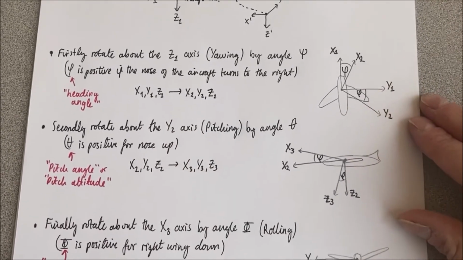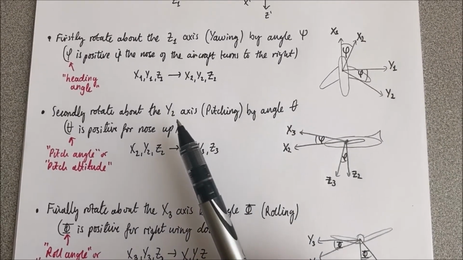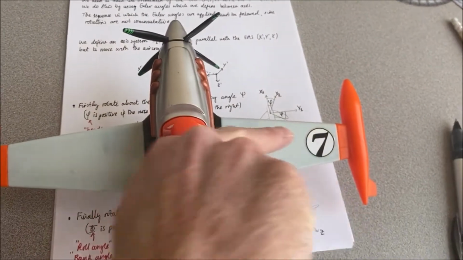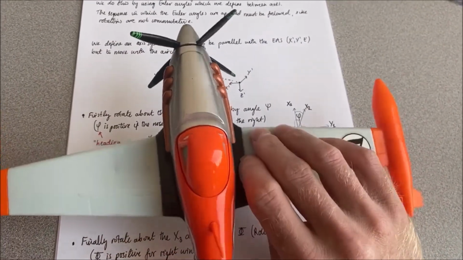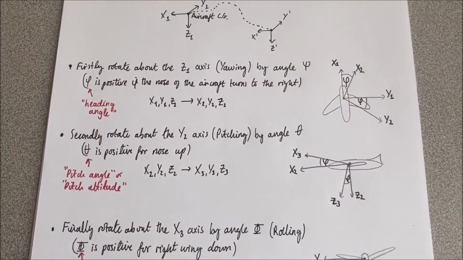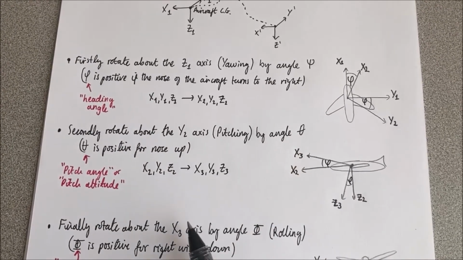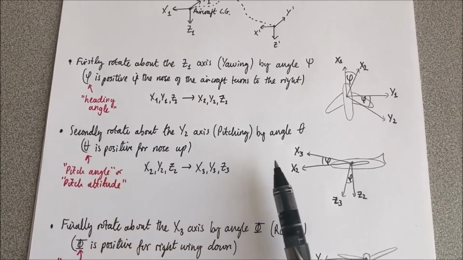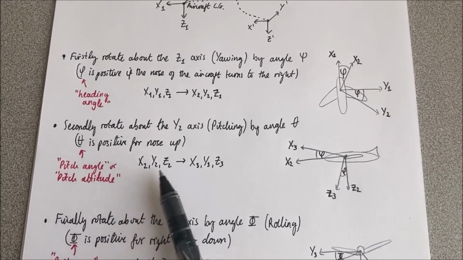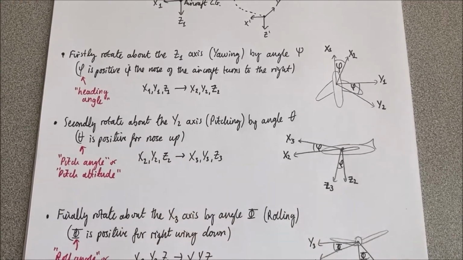Then the next angle to apply in the sequence is to rotate about the y2 axis. So remember, the y-axis is out of the right hand wing. So if we're rotating about that axis, we're pitching, right? So we rotate about the y2 axis by angle theta, and this is our pitch angle or pitch attitude. And that's positive if the aircraft nose goes up. So that transforms our second intermediate coordinate system x2, y2, z2 into our third intermediate coordinate system x3, y3, z3.